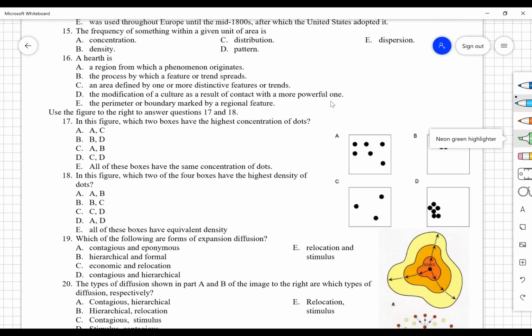So the frequency of something within a given unit of area is. Okay, so I'm just going to go through and try to define all of these vocab words for you while you put whatever letter you think it is in the chat. So dispersion is how far out things go. So I'll disperse to the other end of my house or something. Distribution is just these 4 dots right here. They're distributed in these locations, this far away from each other. Pattern is just square, circle, square, circle.